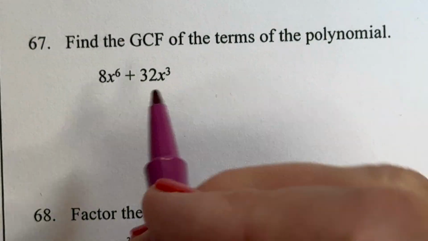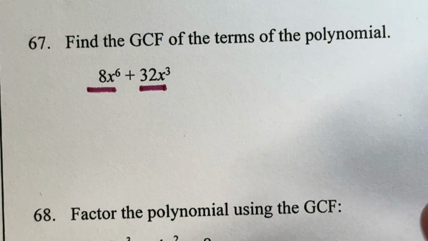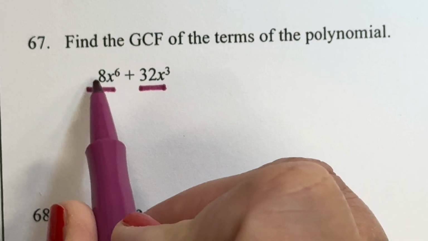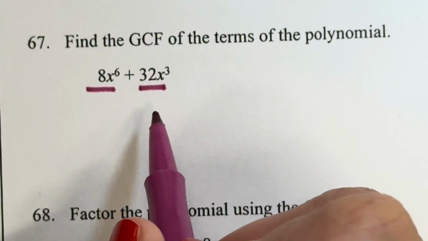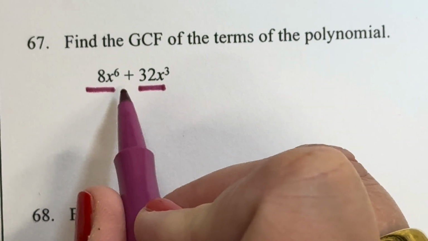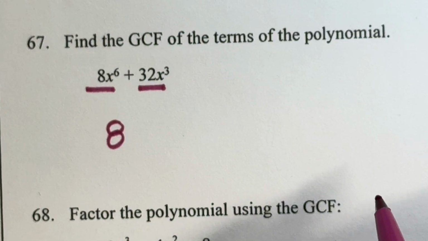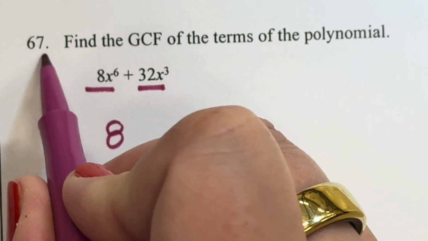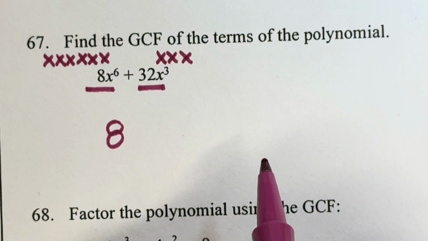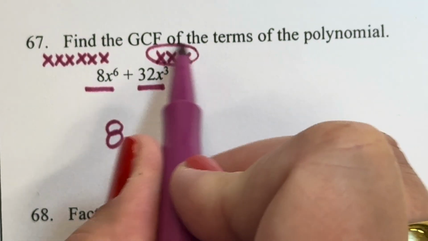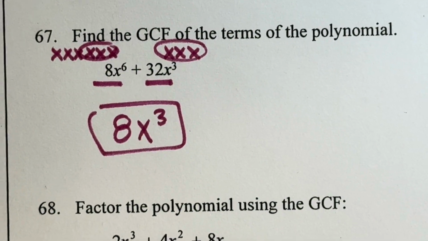So we're looking for the largest number that can divide into both terms and the largest amount of variables we can take from both terms. The largest number that can go into 8 and 32, you might be thinking 2, 4, 8 can go into these, but we need the largest number. 8 is the largest number that divides into 8, and 8 is the largest number that also divides into 32. And then as far as the x's, this first one has 6 x's, the second one has 3. So the most that they have in common is just 3. So the greatest common factor here is 8x to the third.